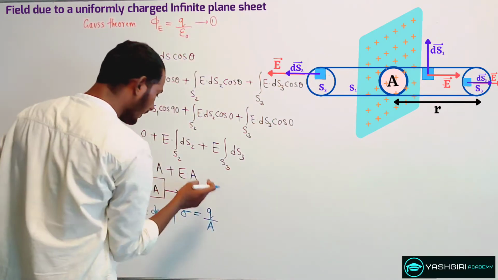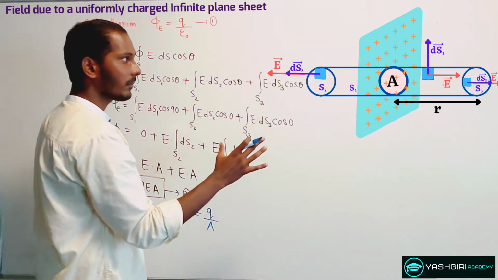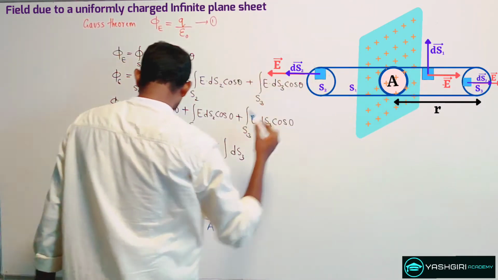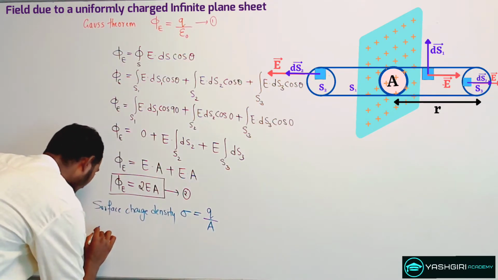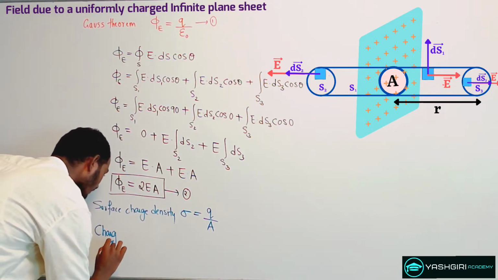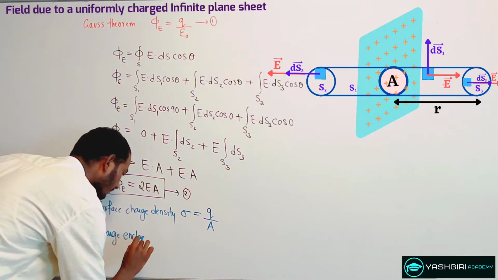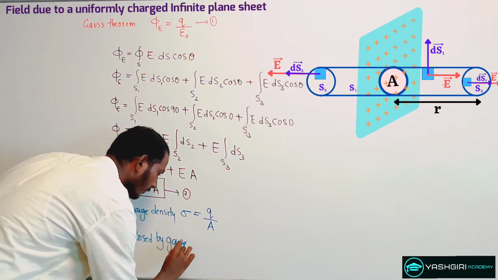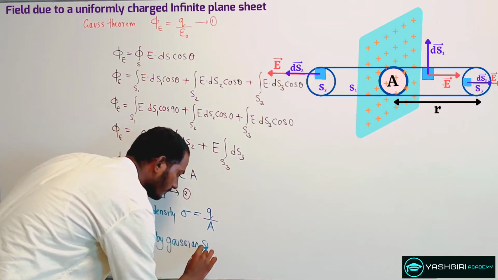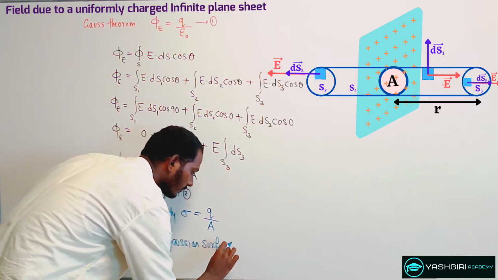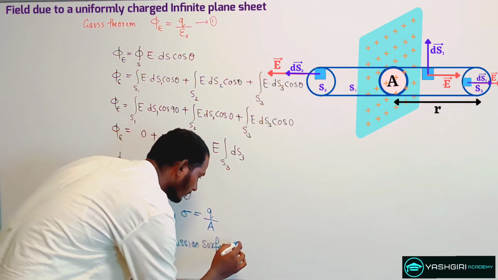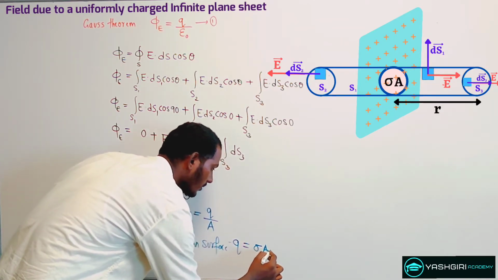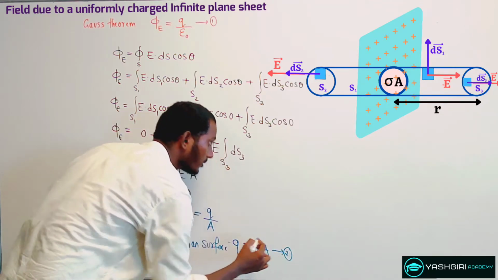I can just rearrange this Q, which is enclosed by this Gaussian surface, correct? So this is the surface. So I can just say that the charge enclosed by the Gaussian surface is my Q. Okay, Q is nothing but sigma into A. So that's my second equation.